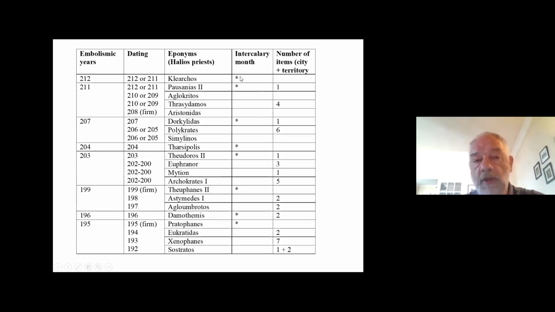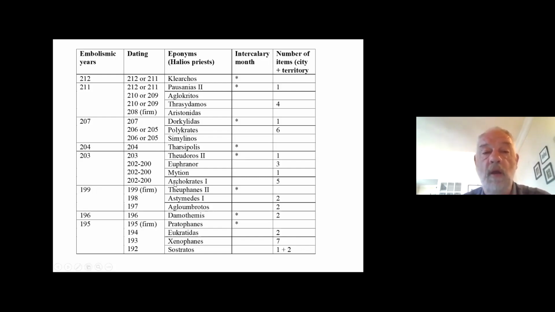Later you have a very fine distribution, Learchos, Pausanias, which also must be dated earlier than in the system of Finkelstein. Dorculidas, who could be moved from about 204 to 207 in order to make place for Tarsipolis and, as we already have seen, for Theodoros II, who is attested, as I already showed, with an intercalary mass. Theophanes II is firmly dated to 199, as demonstrated by Badu.